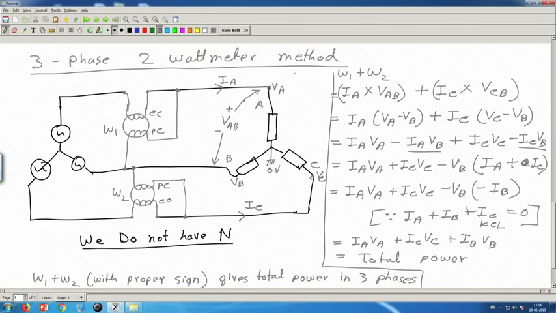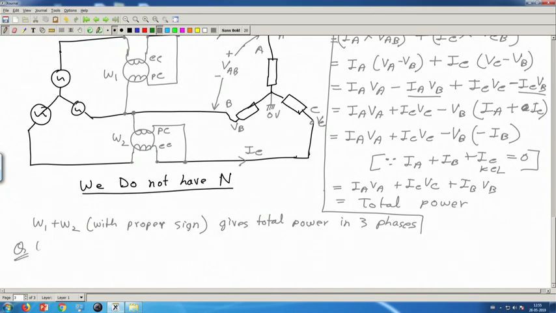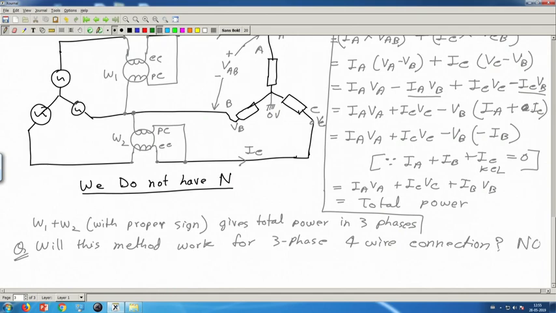And will this method work if we have the neutral line? So, question: will this method work for a three phase four wire connection? Think. And now I am giving you the answer. The answer is no. Why? Because if I have the fourth wire, then IA plus IB plus IC will be the same as IN, the neutral current, which need not be equal to 0. Not necessary that this is 0 if I have a fourth wire.